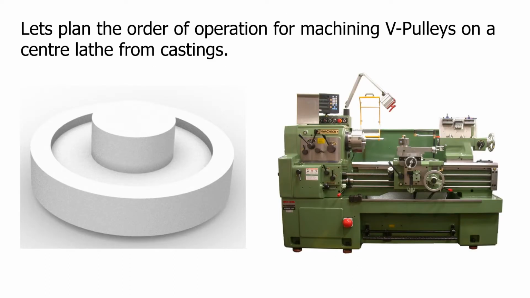Let's plan the order of operations for machining our V pulley on a manual center lathe. If we were manufacturing this pulley on an automatic lathe, a turret lathe, or a CNC lathe, the order of operations would still be the same.